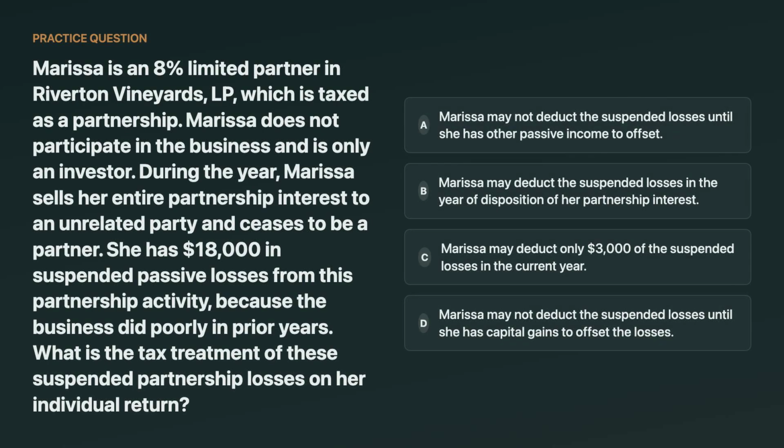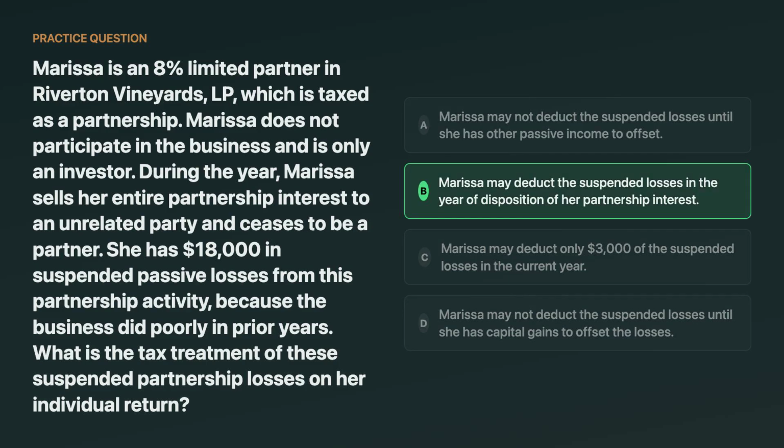Marissa is an 8% limited partner in Riverton Vineyards, a partnership. She doesn't participate, so she's just an investor. During the year, she sells her entire partnership interest to an unrelated party and stops being a partner. She has $18,000 of suspended passive losses from prior years. What's the tax treatment of those suspended losses on her individual return? Think about it.